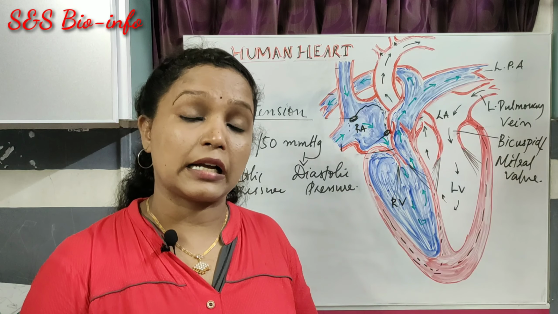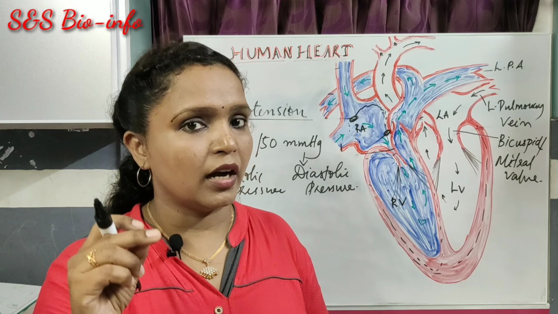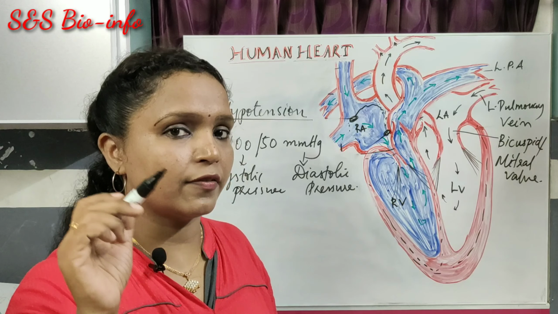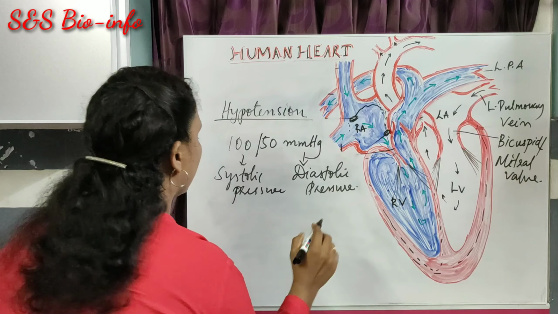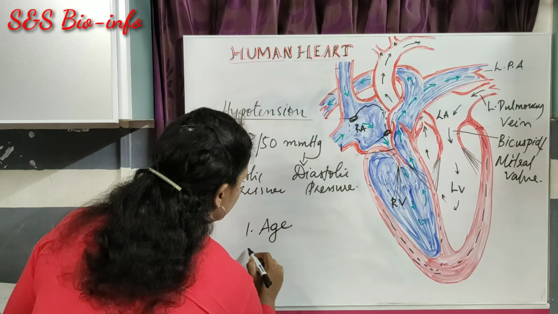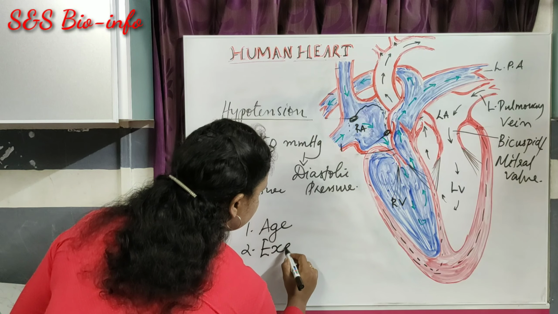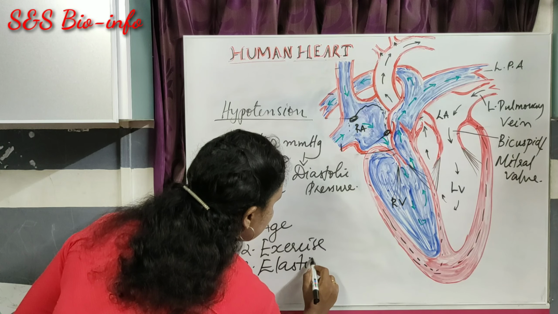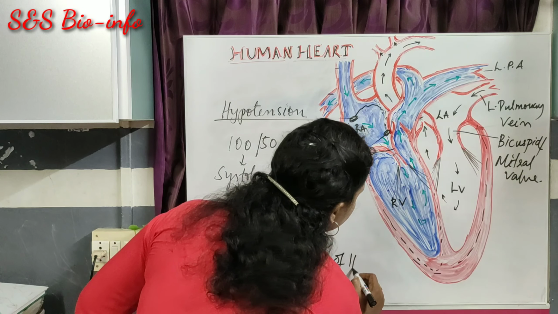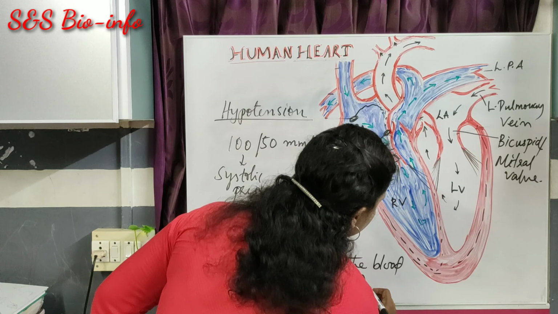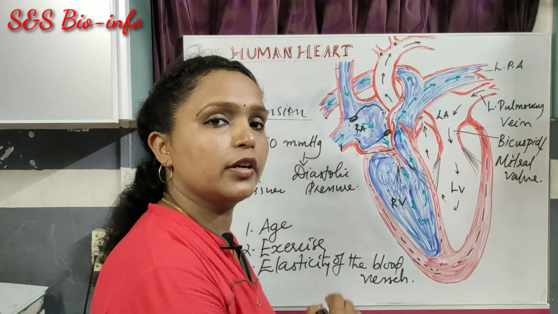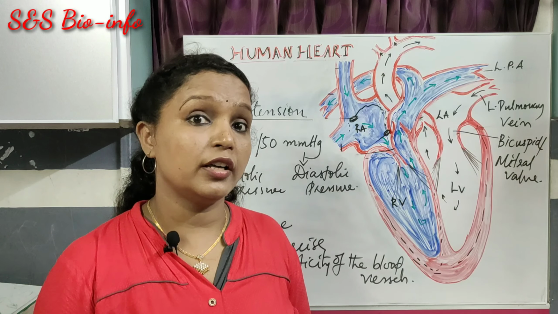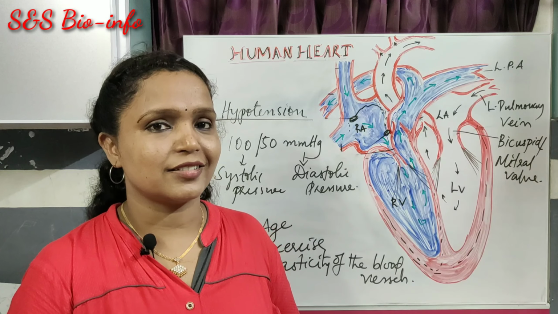Next, let's understand the factors affecting blood pressure. They are age, elasticity of the blood vessels and exercise. First of all, age. Both the values of systolic and diastolic pressure increase with age.